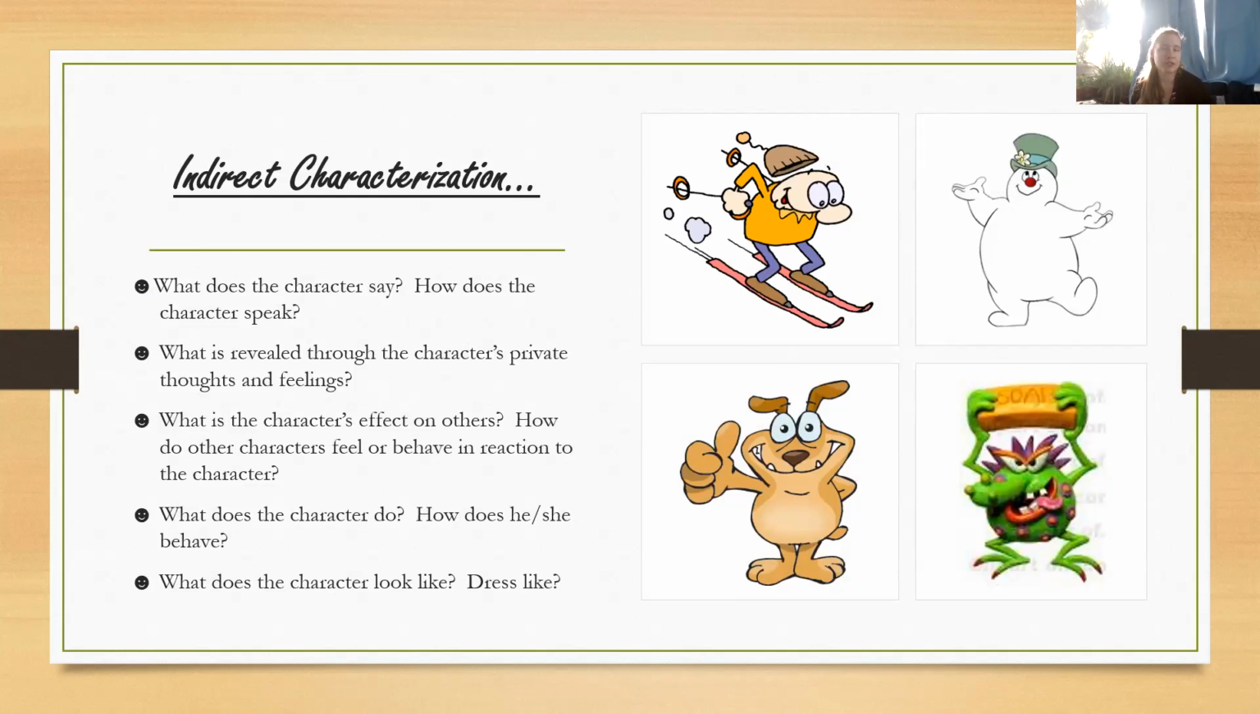So when you're looking for indirect characterization, you want to think about what does the character say? How does the character speak? What's revealed through the character's private thoughts and feelings? Think about some more recent pieces that have come out on TV. One of my favorites is Resident Alien, and you've got what he's saying up front to everybody else, but then you've got that internal monologue.